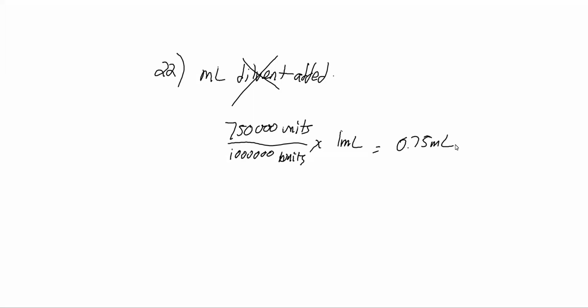A little additional trick: choose the least number of zeros that occur in both numbers here. So if there's 4 zeros here, cross out 4 zeros here. 75 over 100 is easier to put into your calculator than 750,000 over 1 million, because inevitably mistakes happen.